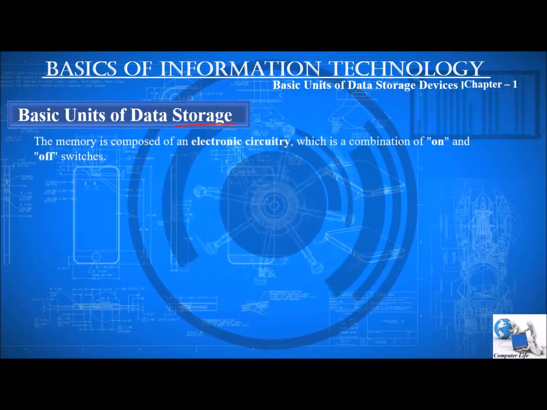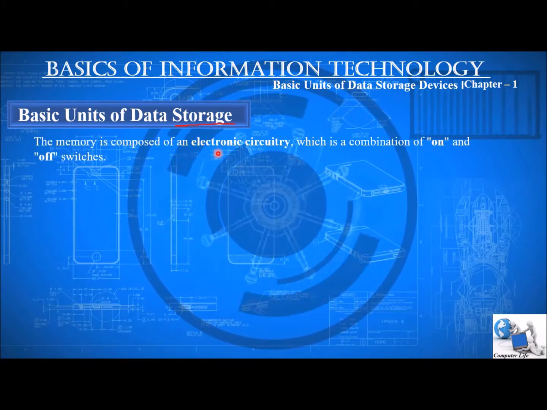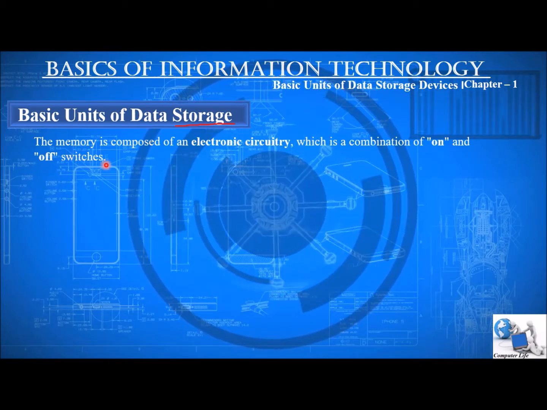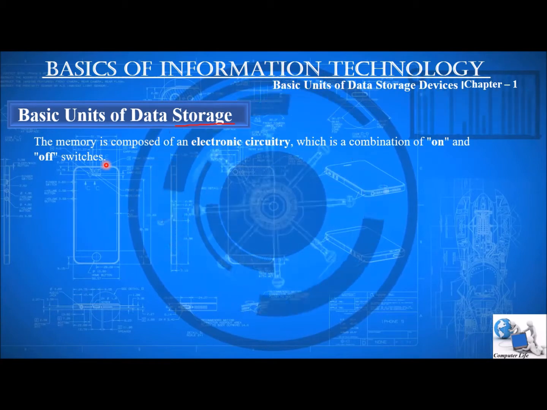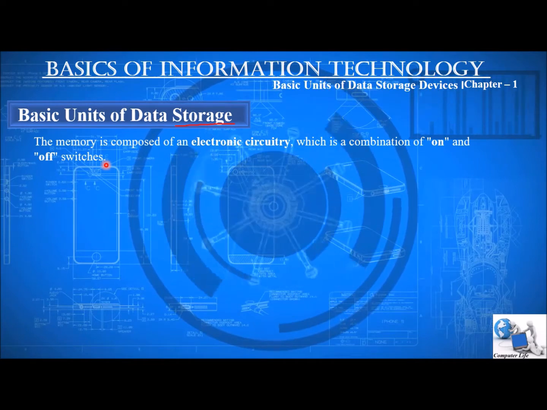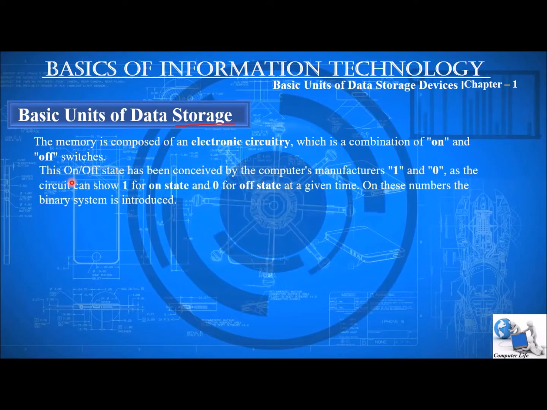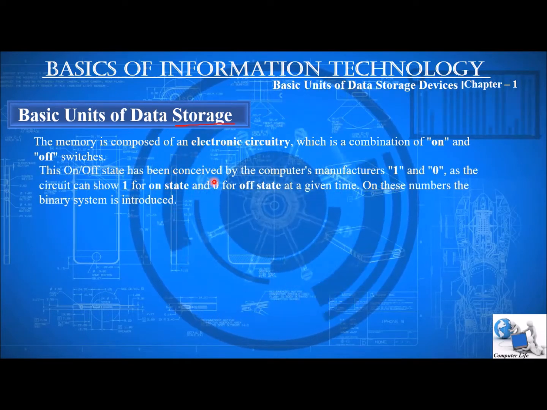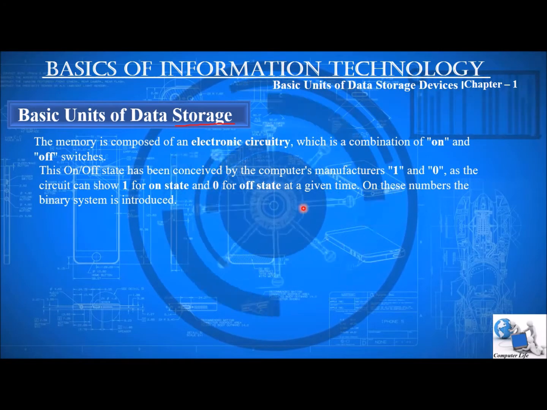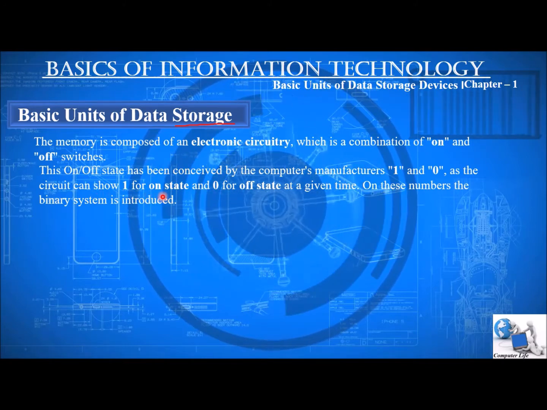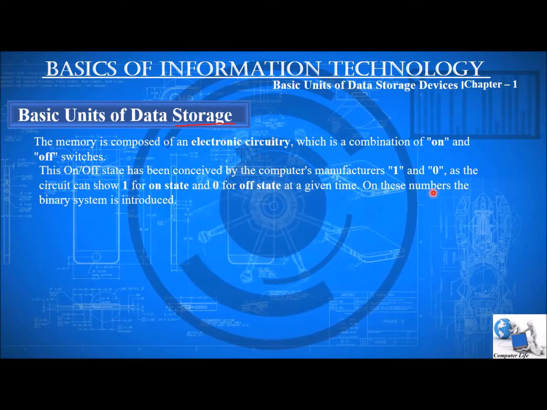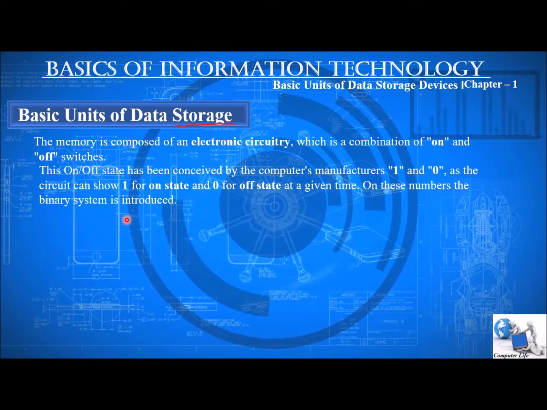So the memory is composed of an electronic circuitry, which is a combination of on and off switches. Basically, on and off switches make portions in the electronic circuit to save data. The on-off state has been conceived by the computer's manufacturers as 1 and 0, as the circuit can show 1 for on state and 0 for off state at a given time. On these numbers, the binary system is introduced.